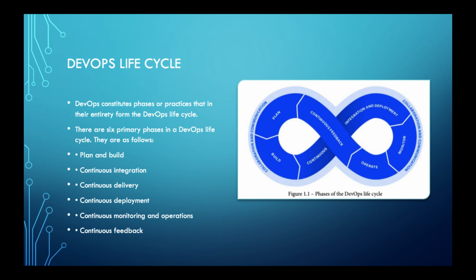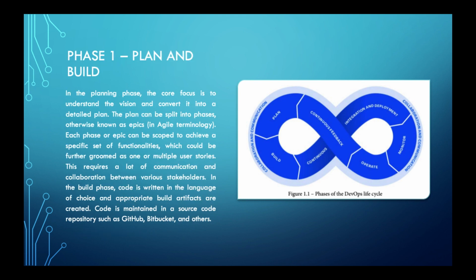The keyword here is continuous. If code is developed continuously, it will be followed with a need to continuously test, provide feedback, deploy, monitor, and operate. Phase 1: Plan and build.